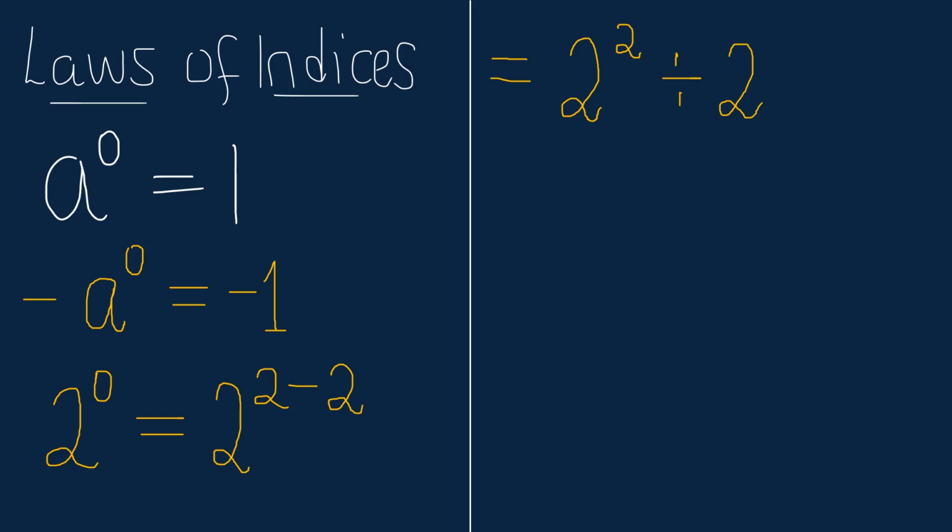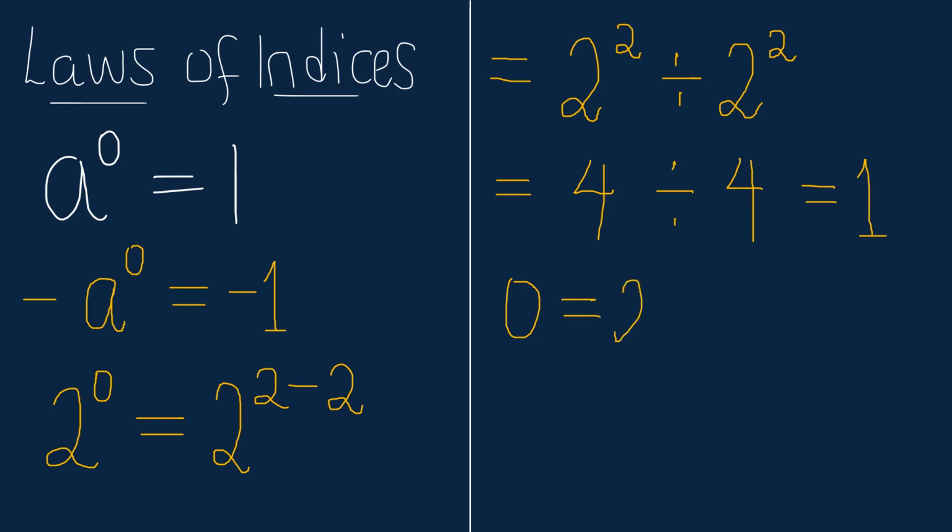Applying the rule in a reverse manner, we will have 2 raised to power 2 divided by 2 raised to power 2. If we ignore the index form temporarily and replace 2 raised to power 2 with 4, the result would be 4 divided by 4, which results to 1. This result is consistent regardless of the set of values used to replace 0, provided that they subtract out to give 0.